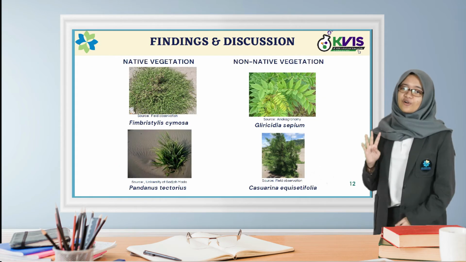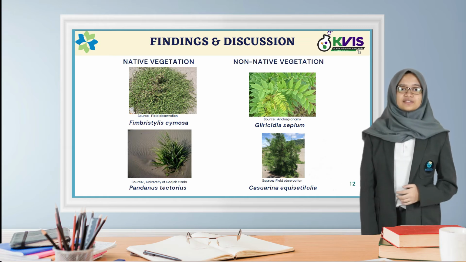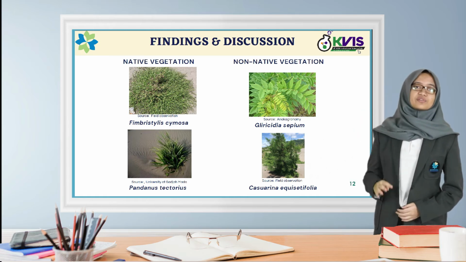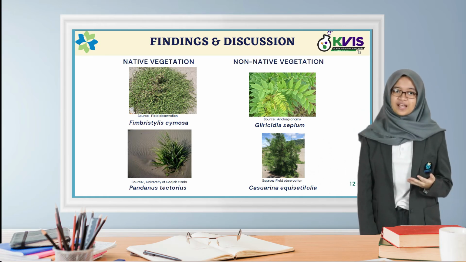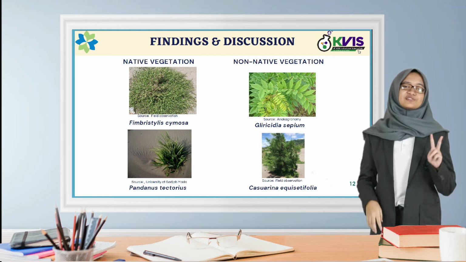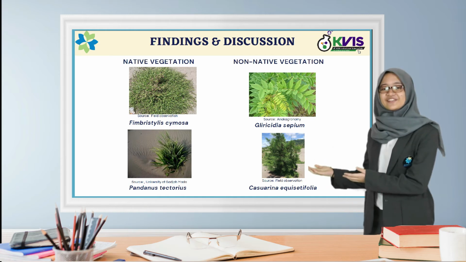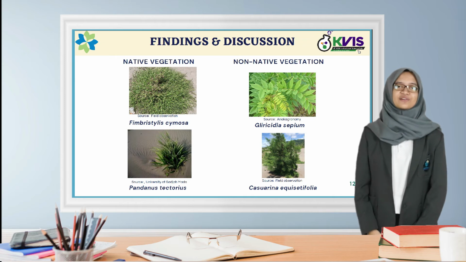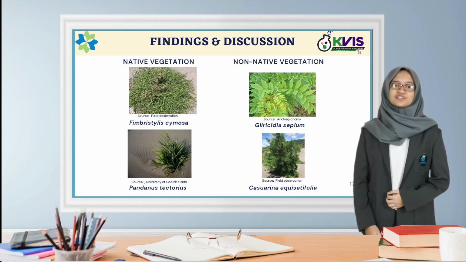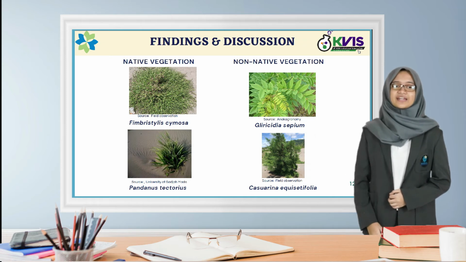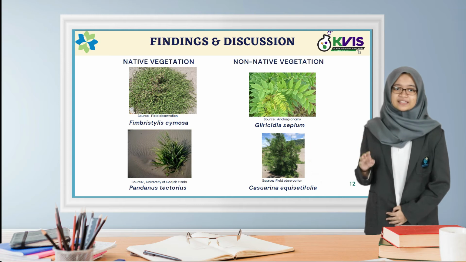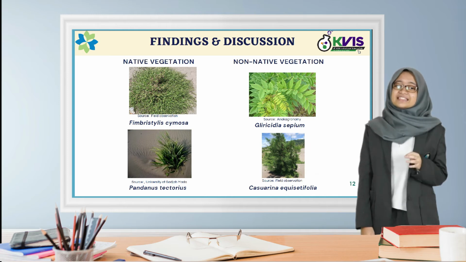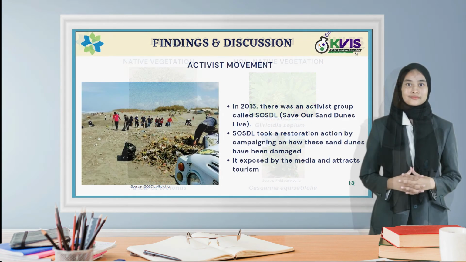This is the picture of the 4 vegetation species that have the biggest impact on the sand dunes, with the top 4 highest importance values based on the previous table. There are 2 native vegetation and 2 non-native vegetation. As you can see in the figure, the native vegetation are Fimbristylis ferruginea and Pandanus tectorius. The non-native vegetation are Gliricidia sepium and Casuarina equisetifolia. These 4 vegetation can be found relatively easily on Parangtritis sand dunes.